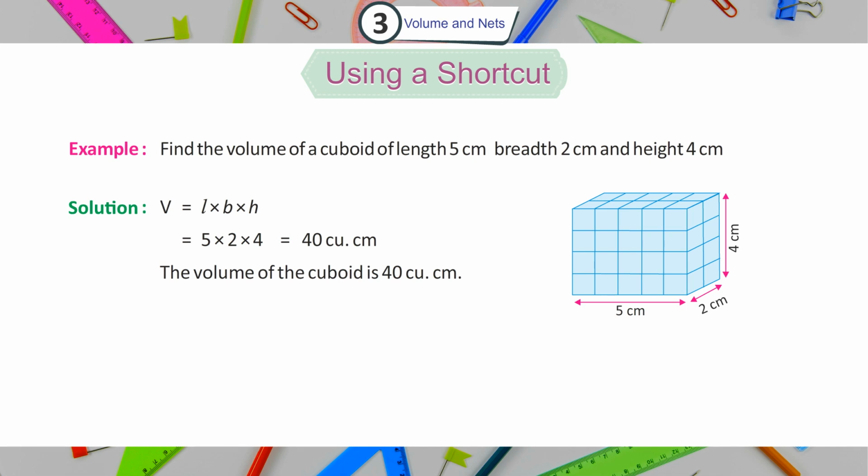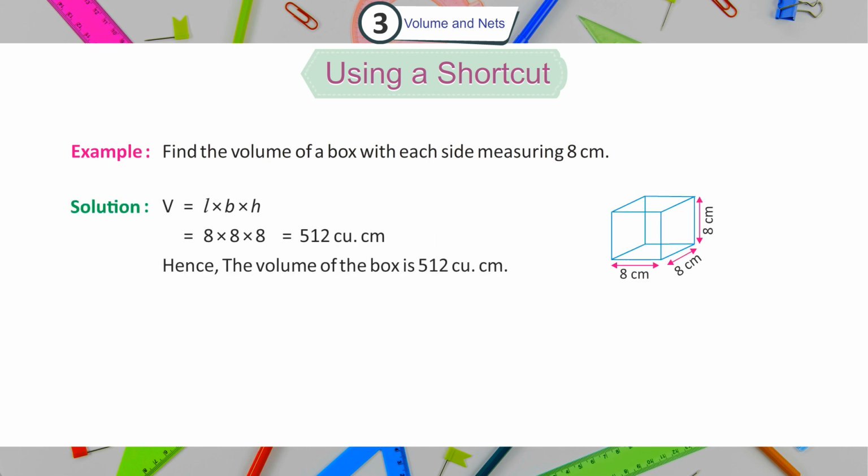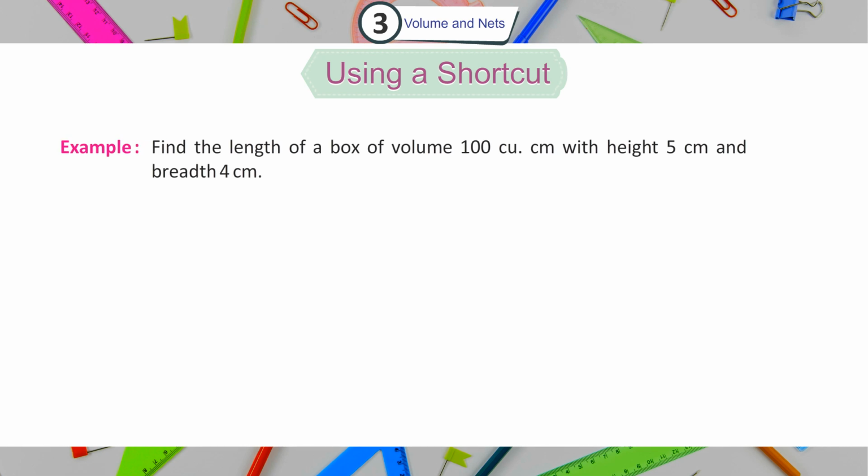Solution: V = L × B × H = 5 × 2 × 4 = 40 cubic centimeter. The volume of the cuboid is 40 cubic centimeter. Example: find the volume of a box with each side measuring 8 centimeter. Solution: V = L × B × H = 8 × 8 × 8 = 512 cubic centimeter. Hence, the volume of the box is 512 cubic centimeter.